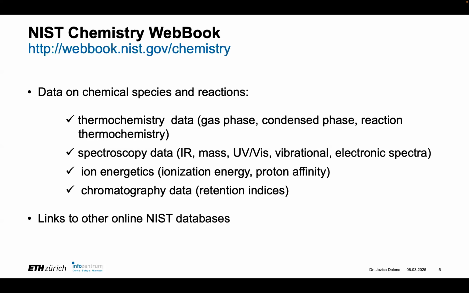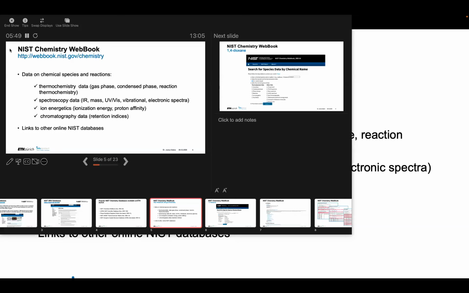The NIST Chemistry WebBook is very, very well known among chemists because it's free and it contains thermochemistry data, spectroscopy data, data on ion energetics if you do MS, chromatography data, and also links to other NIST databases. And I'm just very quickly going to demonstrate to you how this looks.